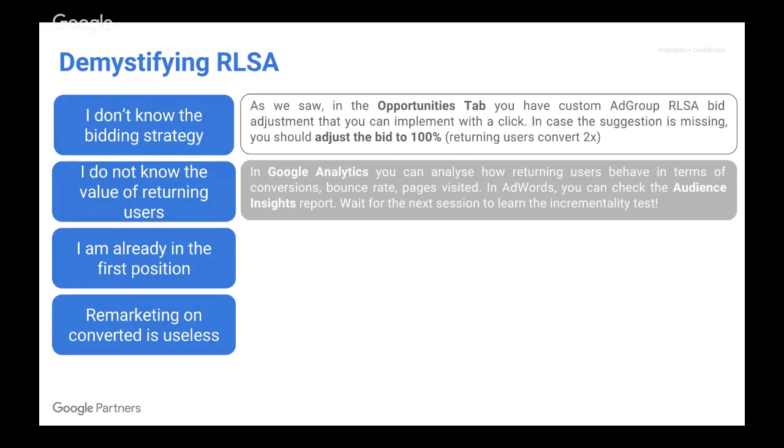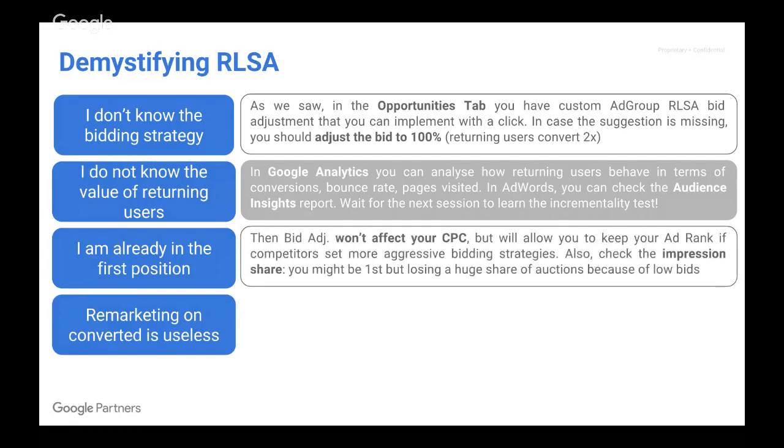Someone could tell you, I'm already in the first position, why should I put a bid adjustment on RLSA? This is a really good question. If you're already in first position, the bid adjustment will not affect your cost per click, but will allow you to keep your ad rank if competitors suddenly set a more aggressive bidding strategy. Also check the impression share.